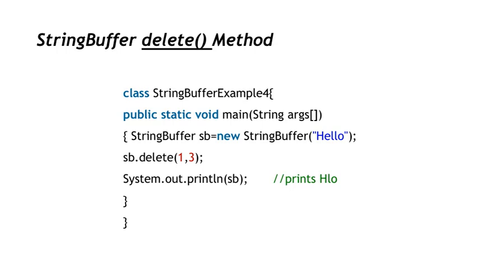Now let's take a closer look at the delete method of the StringBuffer class. In this example, we create a StringBuffer object with the initial value hello. Then we call the delete method, specifying the start index as 1 and the end index as 3. Remember, the delete method removes characters from the specified start index up to, but not including, the end index. So in this case, it removes the characters at positions 1 and 2, which are E and L. After this operation, when we print the StringBuffer, the output is HLO.